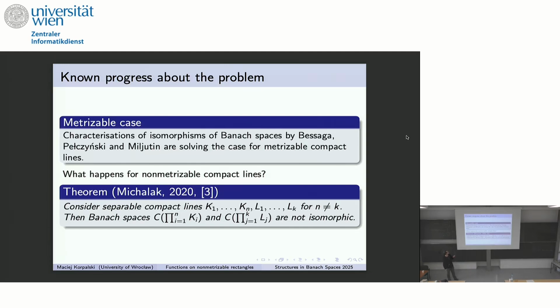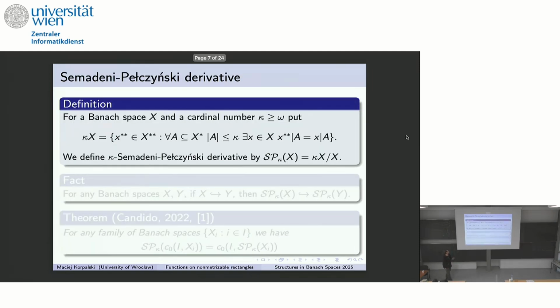So it seems that, okay, I didn't add that these lines have to be non-metrizable, of course. So it seems that the non-metrizable case will have a different solution than the metrizable case, and the question is whether we can somehow generalize Michalak's result to full generality and show similar results. We'll see. So the tool I've used in my results, I wasn't able to fully solve the problem, but here is the way I've tried to do it.